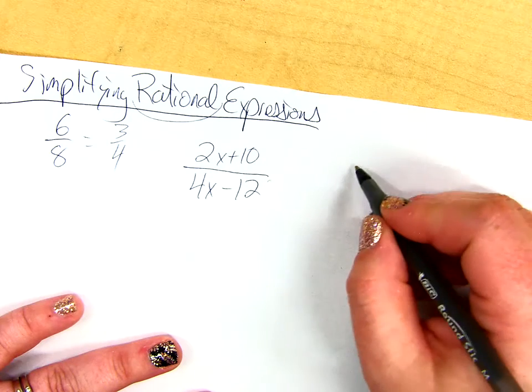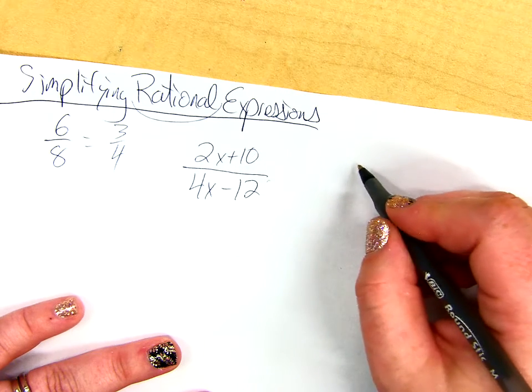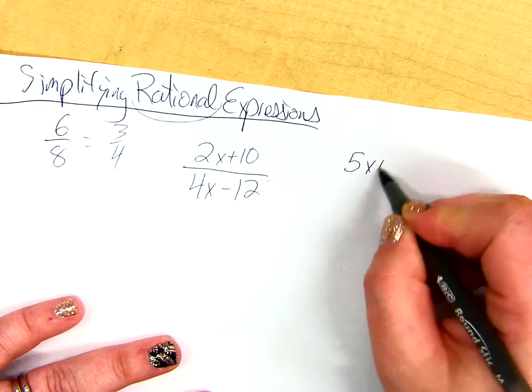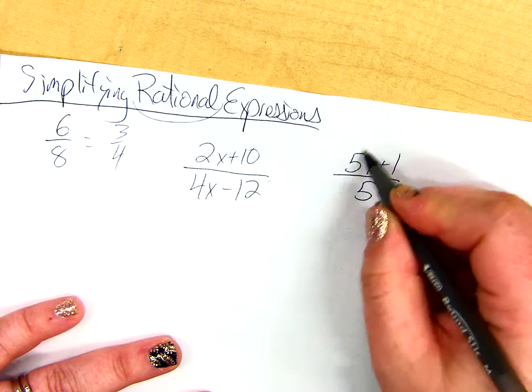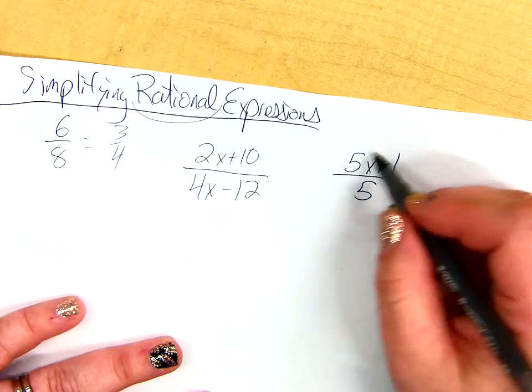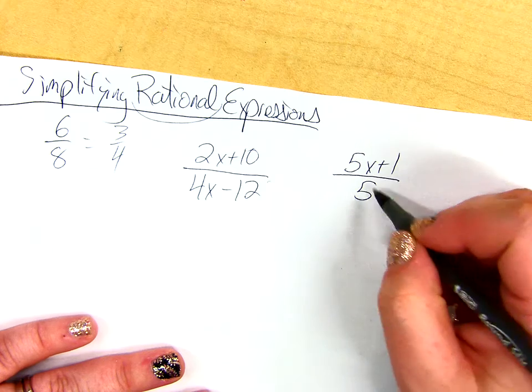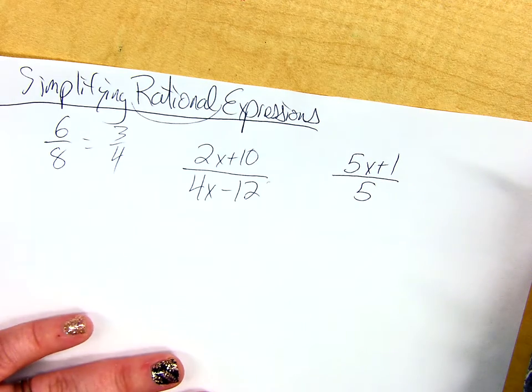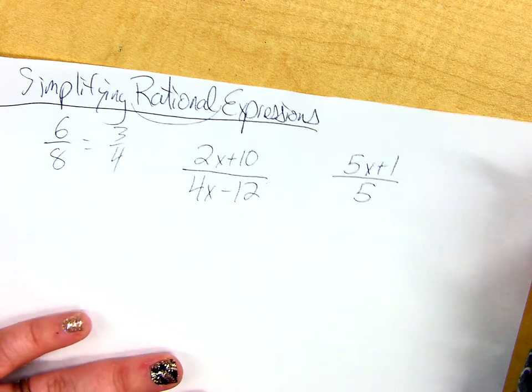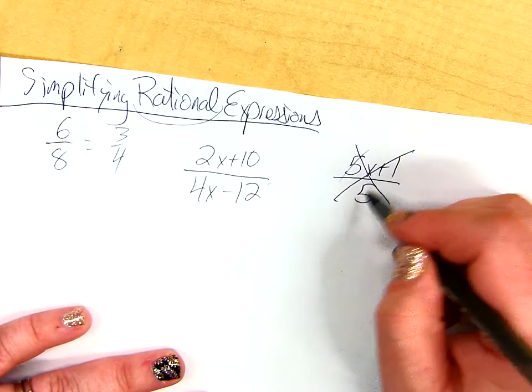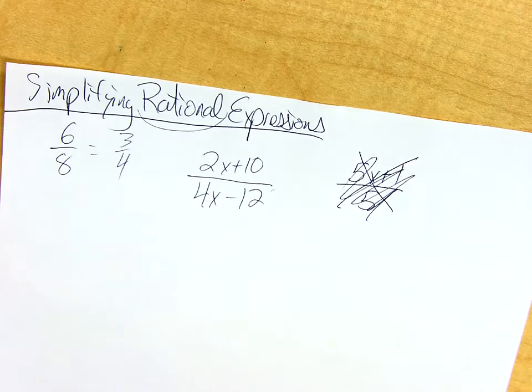You don't have to write this down, but if I just do a side example, if you did something like 5x plus 1 over 5, and you just cancel out those 5s, do you think that 5x plus 1 over 5 is the same thing as just x plus 1? No, it's not. You can't just cancel out a part of a binomial. You have to factor out something from a binomial.